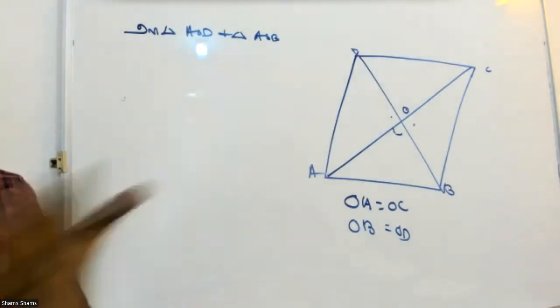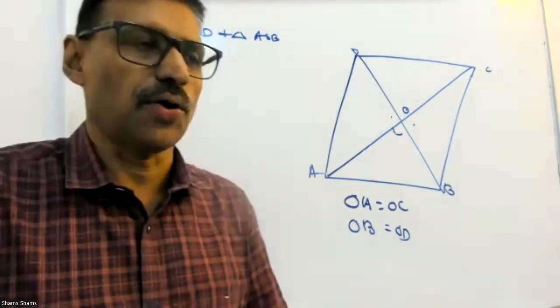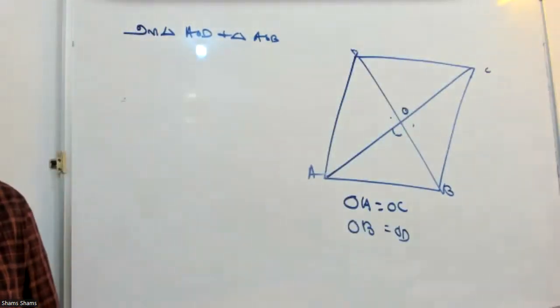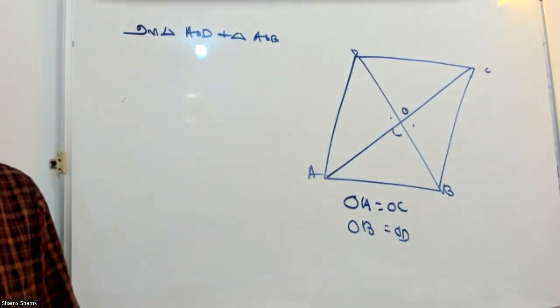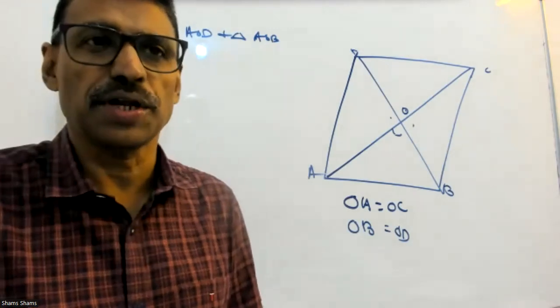OA, common. Oh, common is easy. Okay. OA equal to OA, common. Next, Isha. OD and OB equal. Agreed. Now, two with you. One more is required. You tell.